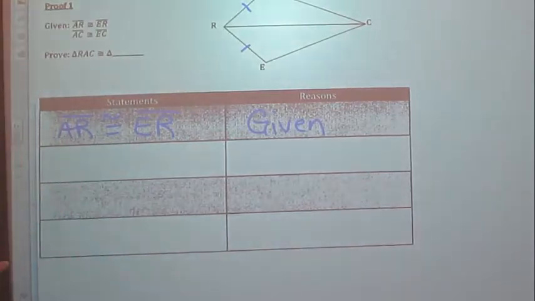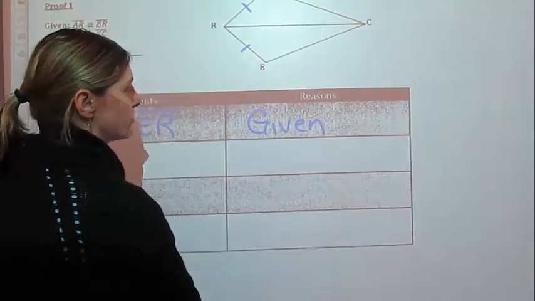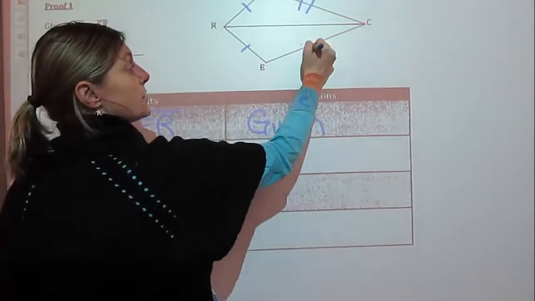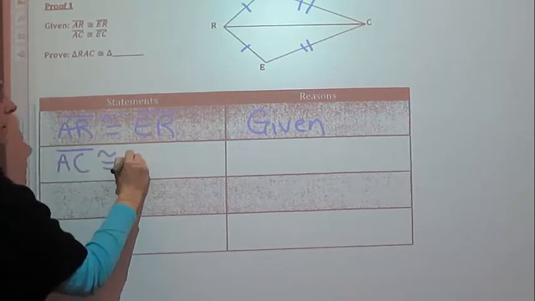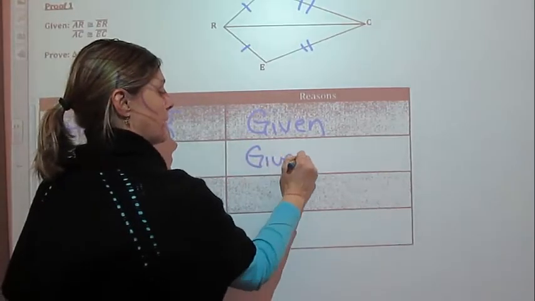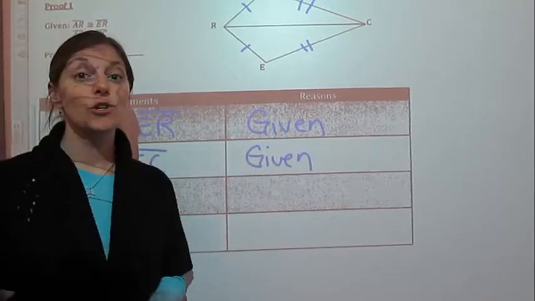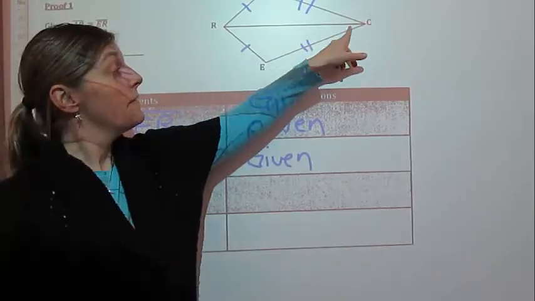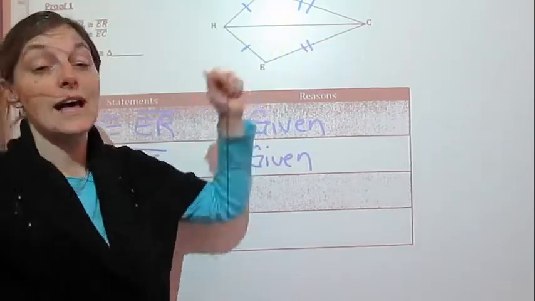All right, the next one is segment AC is congruent to segment EC. So AC is congruent to EC, and again, we can put that in the statement column. And again, that was given to us in the problem. All right. So now, what else do we know looking at this diagram? Well, we know that both of the triangles use the side RC.